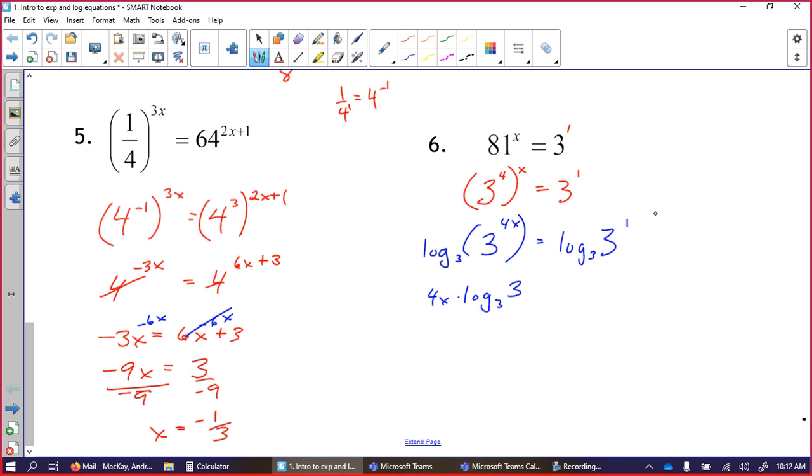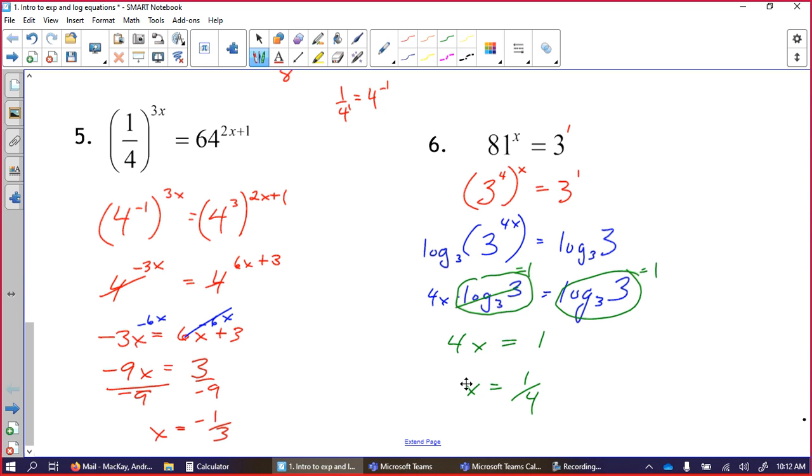Log base 3 of 3 to the 1. Well, I can bring the 1 down, or even if I don't have that, log base 3 of 3 is 1. Because the log base n of n is 1. So 4x equals, because 4x times 1 equals 1. So that's technically what we do.